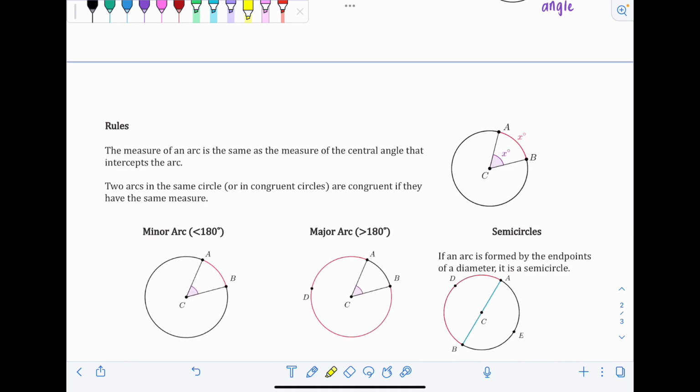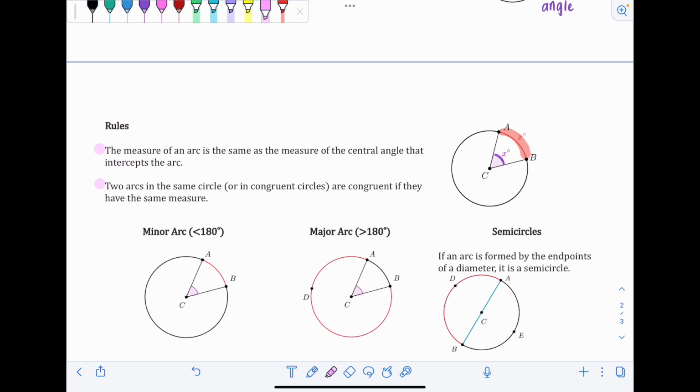So moving down to a couple of rules about arcs and central angles. The measure of an arc is the same as the measure of the central angle that intercepts the arc. So in this picture, you can see the arc is in red, and that has x degrees, and then the central angle is in purple, and that's also x degrees. That's because whatever the size of the central angle is completely dictates the size of the arc and vice versa, so we just measure them the same way. So if the central angle is 40 degrees, the arc would be 40 degrees and vice versa.